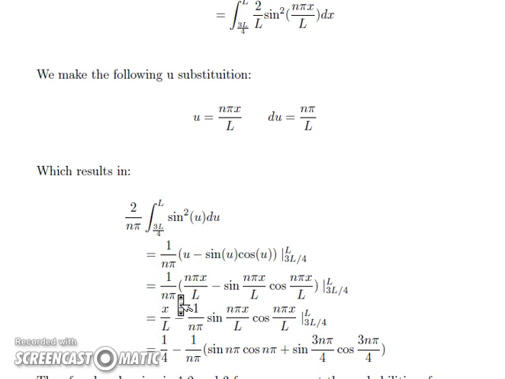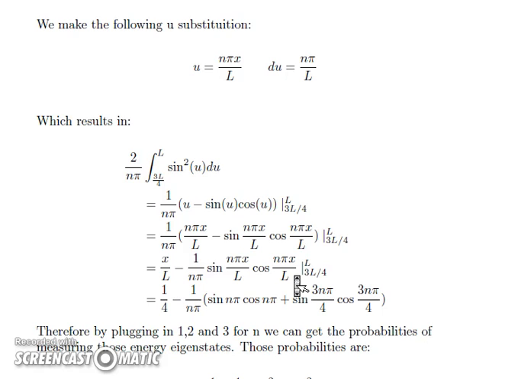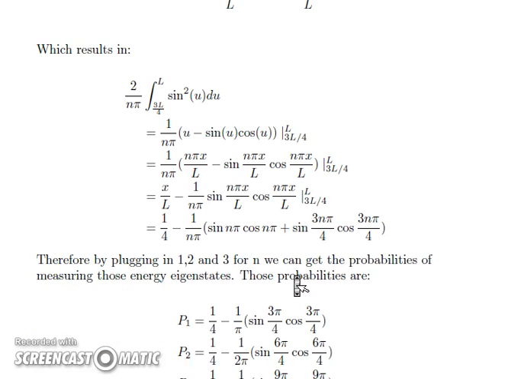And continuing on, we evaluate the integral using the fundamental theorem of calculus. Then, after all the dust is settled, we get the probability of measuring the nth energy eigenstate in that interval of the infinite box is 1/4 minus 1 over n pi times sine of n pi cosine of n pi plus sine of 3n pi over 4 cosine of 3n pi over 4.